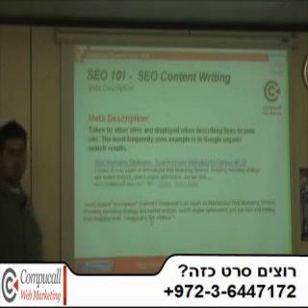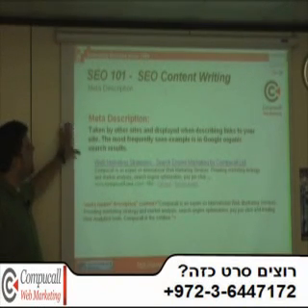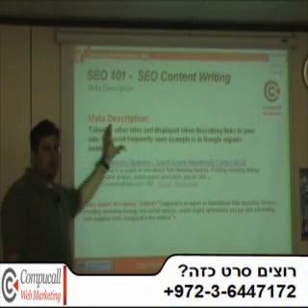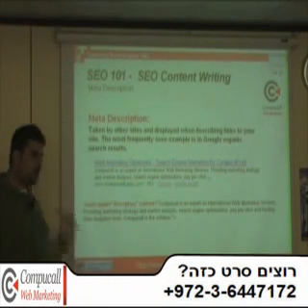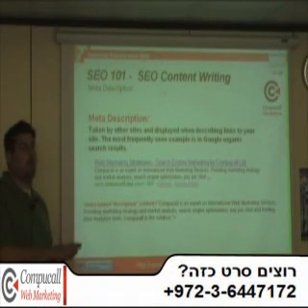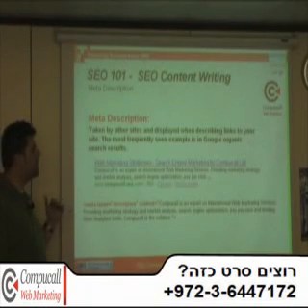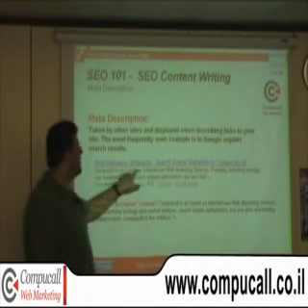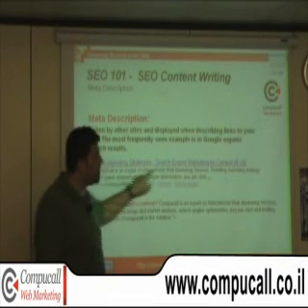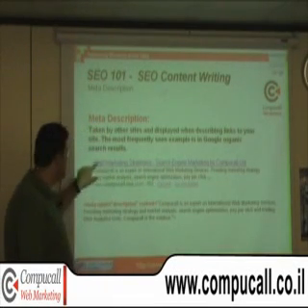So the next thing we can do is the description. Google takes a description, and if there is a description, then we can control what's shown on the Google page. If there's not, so we wrote this for CompuCall. This is what we want our clients to see here. This is the description.